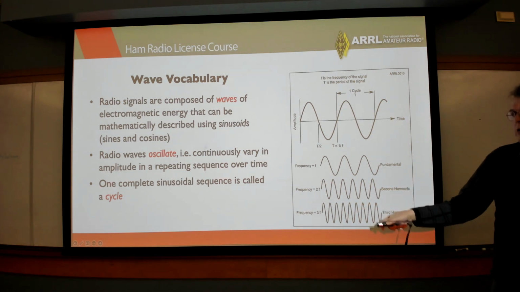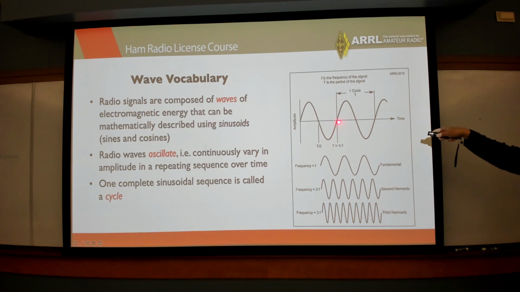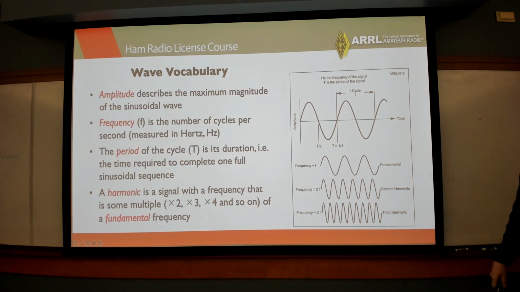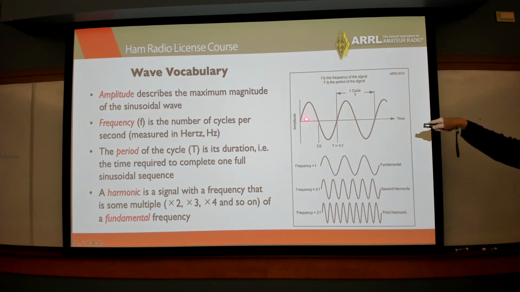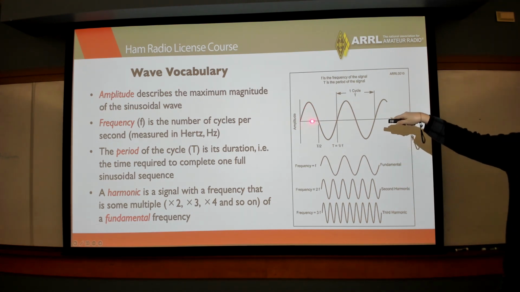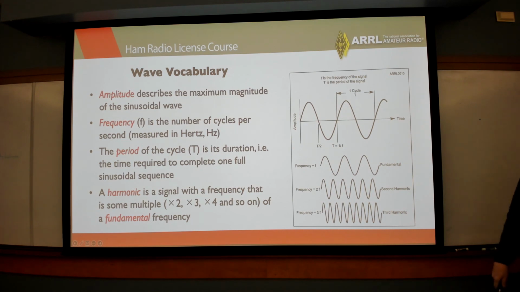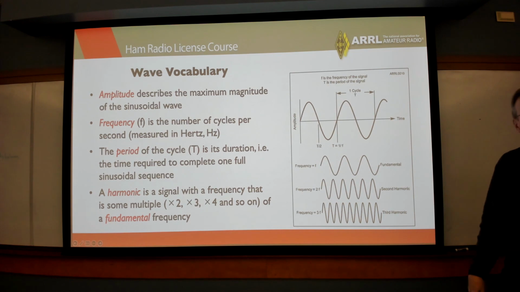One complete sinusoidal sequence is called a cycle. So this to this is a single cycle. Here is another cycle. And so, again, definitions. Now, along with this, amplitude describes the maximum magnitude of a sinusoidal wave. So the amplitude, for example, is going to be described by these peak values at the top and the bottom of the sinusoid. In addition, frequency is how many cycles that wave goes through in a second, cycles per second.